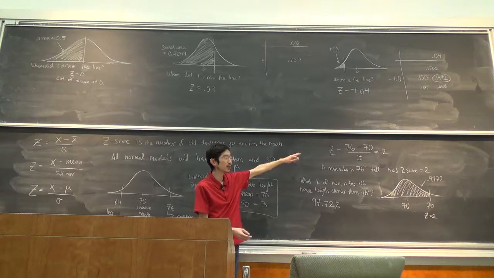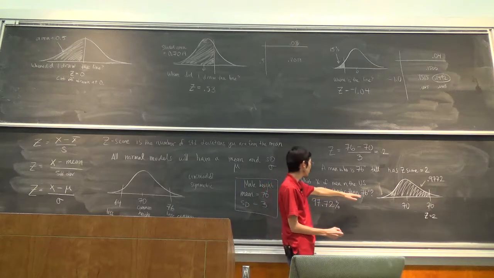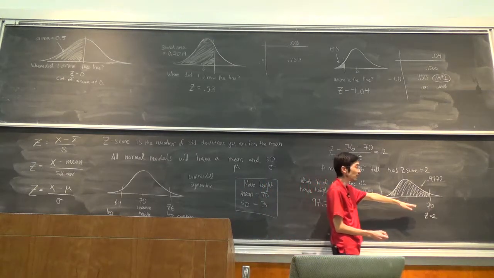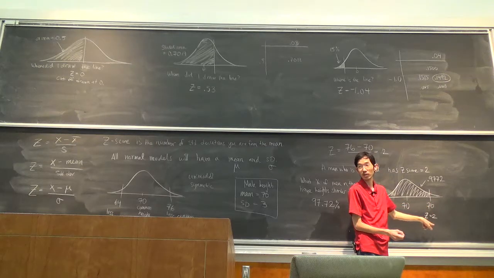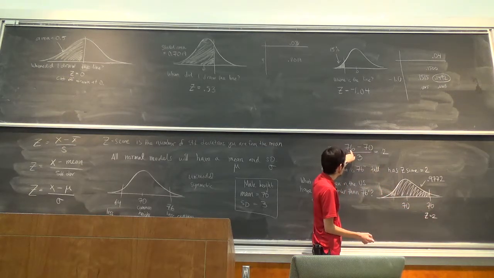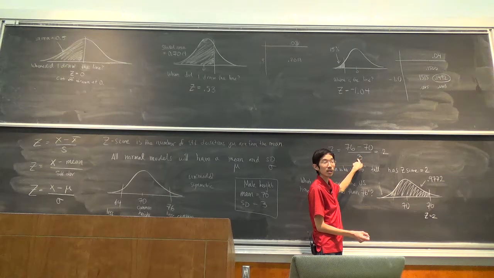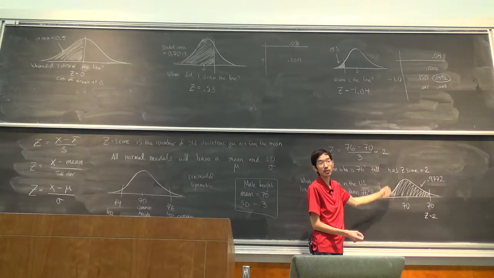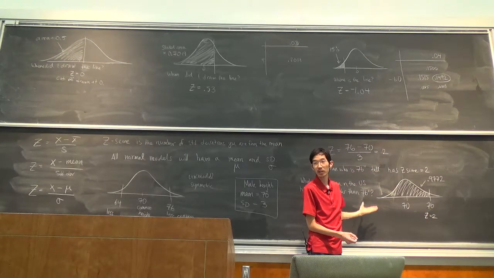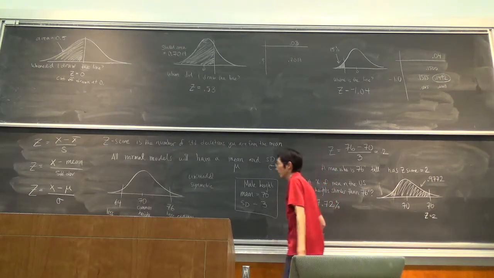Do we feel comfortable with the steps that we took to get here? I asked, what percentage of men in the US have heights shorter than 76 inches? So what we did was we turned 76 into a Z-score by using Z is equal to 76 minus the mean divided by the standard deviation. We turned that into a Z-score, and then we looked up the Z-score in our table to get our answer. Do we feel okay with that? All right, let's try another example.